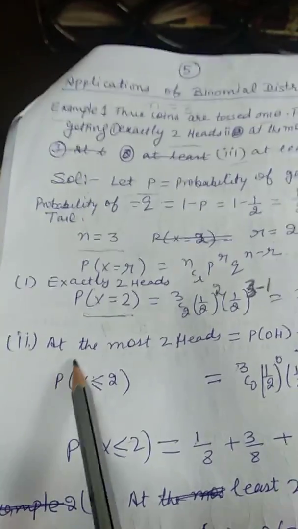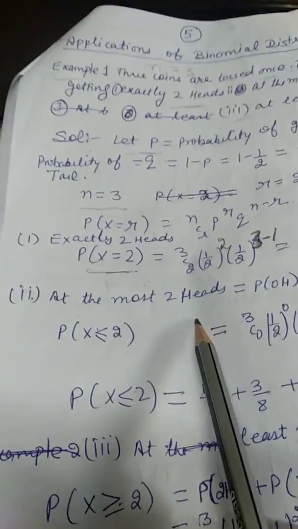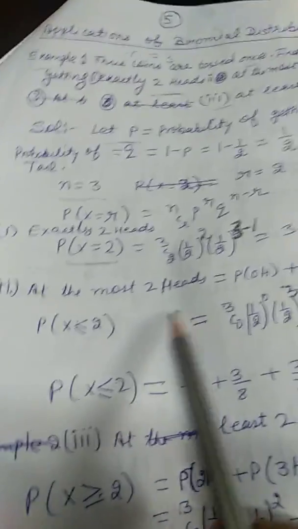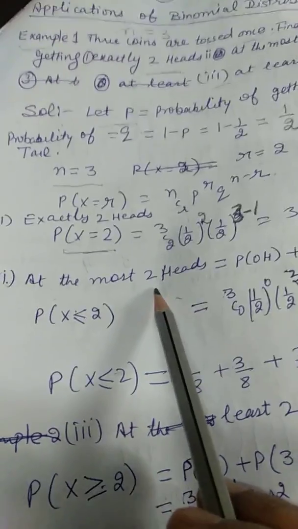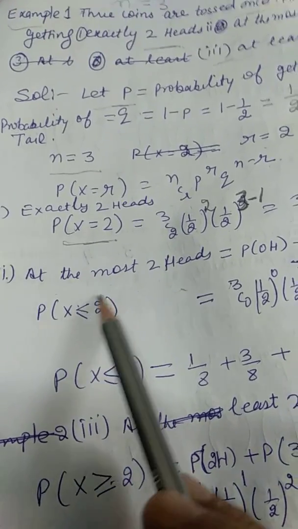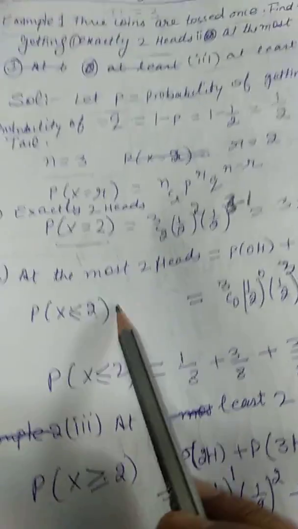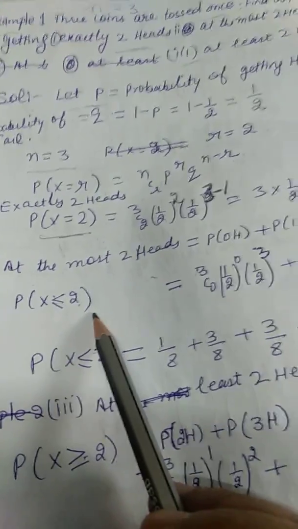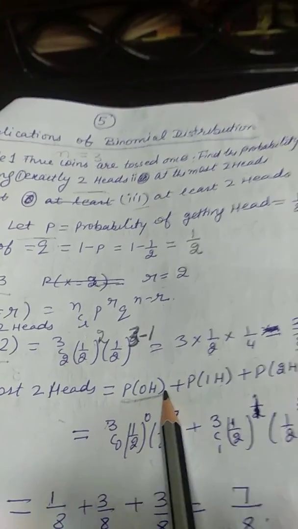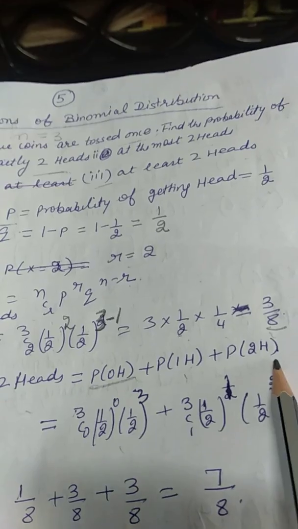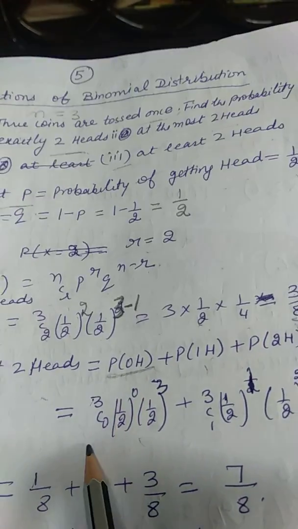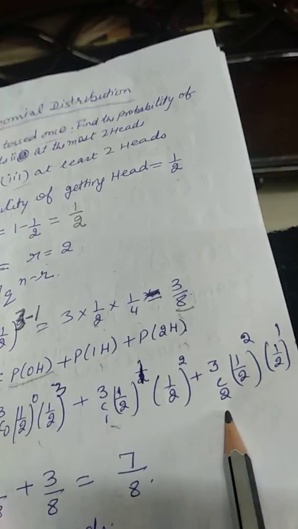Next is at the most 2 heads. The next part of the question is at the most 2 heads. At the most 2 heads means you can have less than or equal to 2 heads. You are not interested in getting more than 2 heads. So if you have to find out less than or equal to 2 heads, it means you want to know the probability of no head, 0 head, 1 head, 2 head. So just put the value of r is equal to 0 here, put the value of r is equal to 1 here, put the value of r is equal to 2 here.